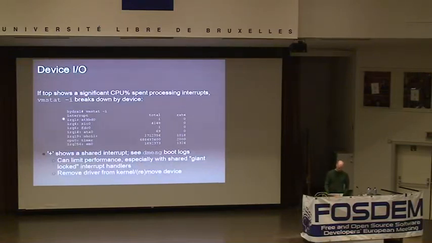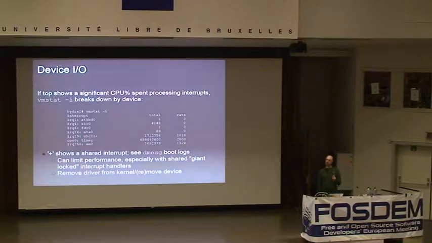In this example, this shows the various IRQs and the rate at which the interrupts are firing over the past second. In this case, we see we've got 1,000 interrupts firing on IRQ 19, and the plus after the device name indicates that it's a shared interrupt, meaning the same interrupt is being shared by multiple devices.